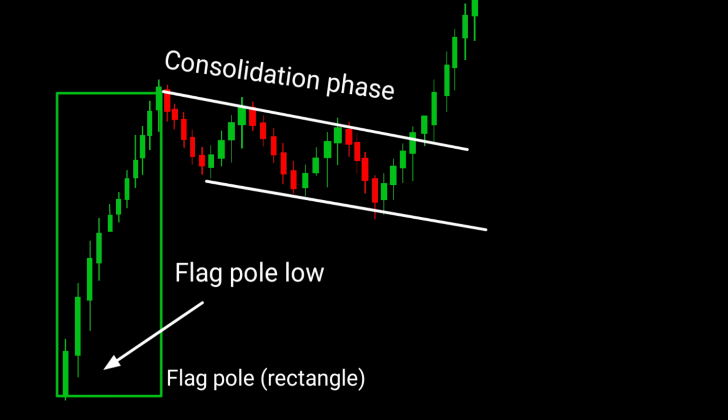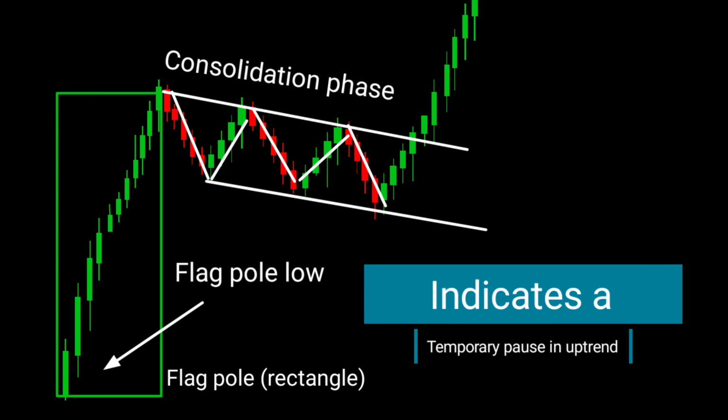Pay attention to the flagpole slope, which should be a strong, sharp upward move. A steep and decisive rise indicates the potential for a powerful continuation. Additionally, observe the flag pattern's consolidation, which typically forms parallel trend lines, indicating a temporary pause in the uptrend.